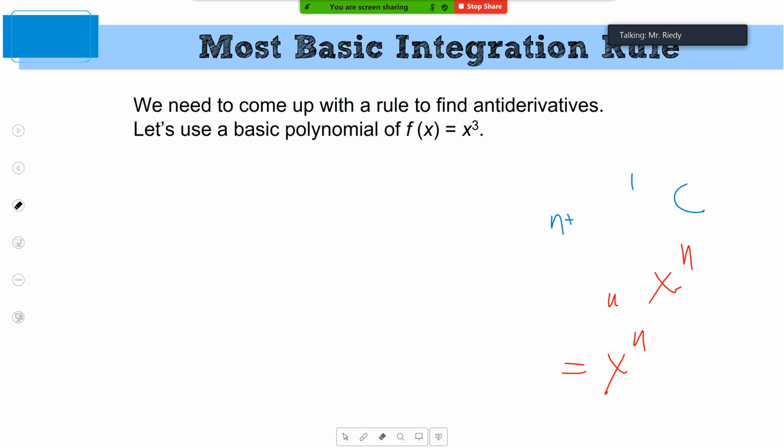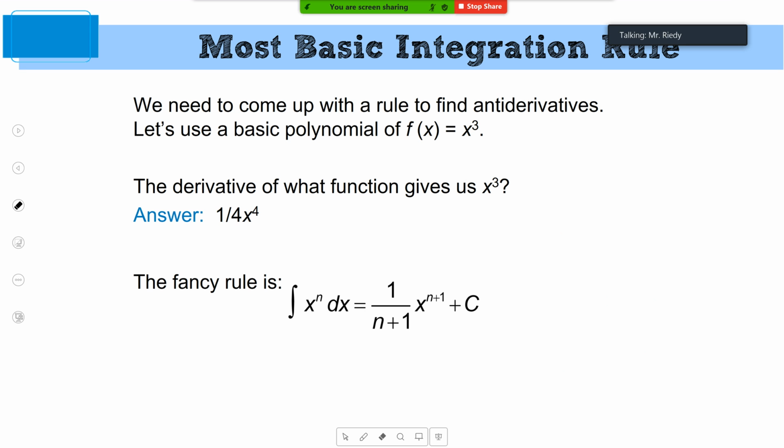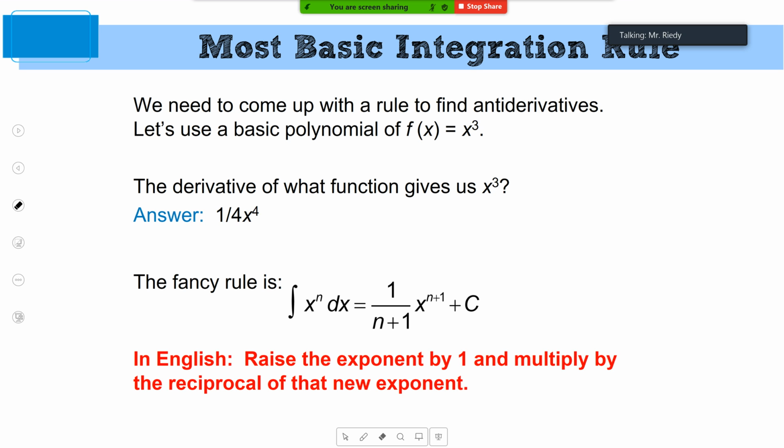Staying with the analogy I mentioned earlier of comparing this to derivatives, what we just came up with is comparable to our power rule from derivatives. Now, personally, I'm going to change it a little bit. This is the true calculus equation, works great, but I'd like to take a different approach to it, and you'll see that in red. Raise the exponent by 1 and multiply by the reciprocal of that new exponent.